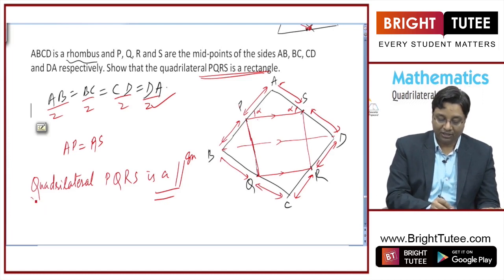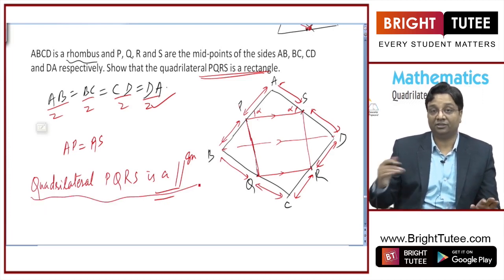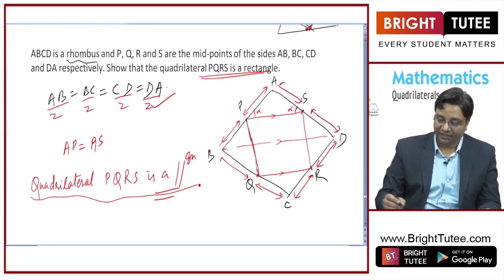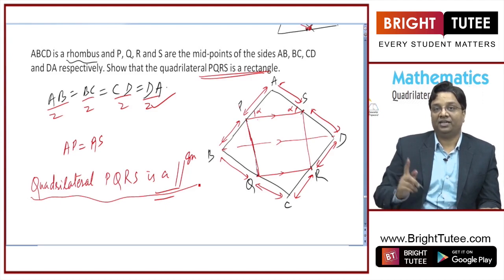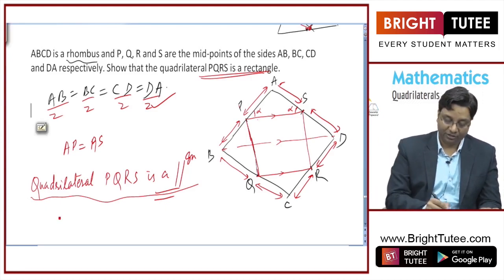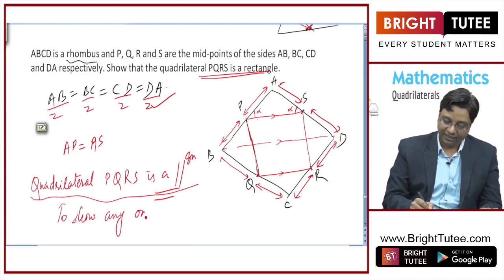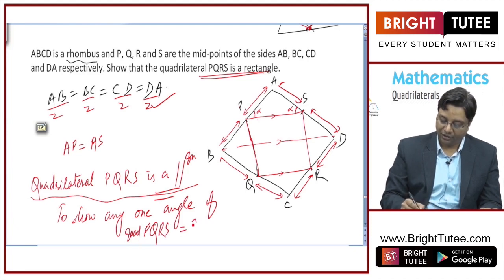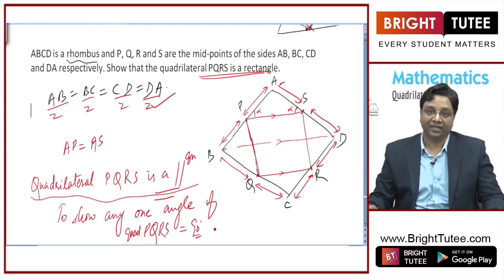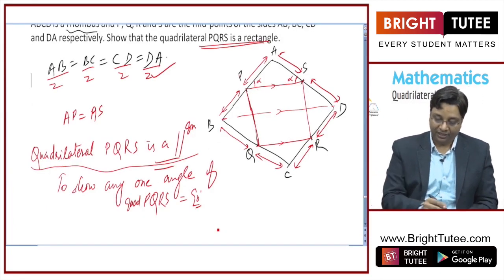So I am starting my question that quadrilateral PQRS is a parallelogram. I assume you can easily prove it just by looking at the previous question. Now I just need to show one angle of this parallelogram as 90 degrees and it will definitely be a rectangle. So I need to show any one angle of quadrilateral PQRS equal to 90 degrees. If I can do that, then I can make this statement that PQRS is a rectangle. I hope the question is clear to you.